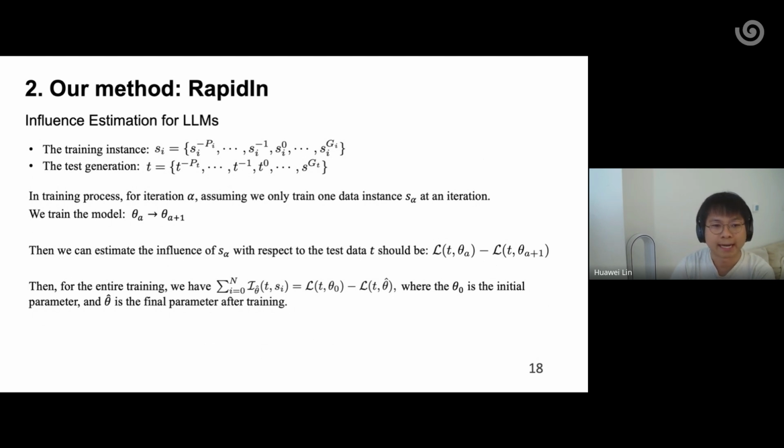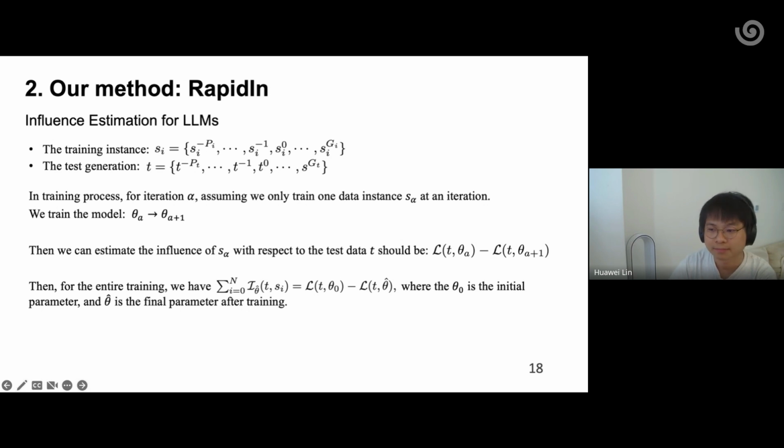Then for the entire training, we have another equation. Here theta_0 is the initial parameter, and theta hat is the final parameter after training. So this equation is the sum of the influence of each training data. The sum of influence of each training data should equal the loss of the initial parameters minus the loss of the final parameters.